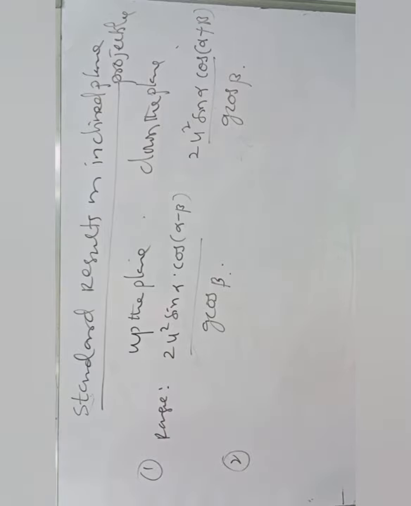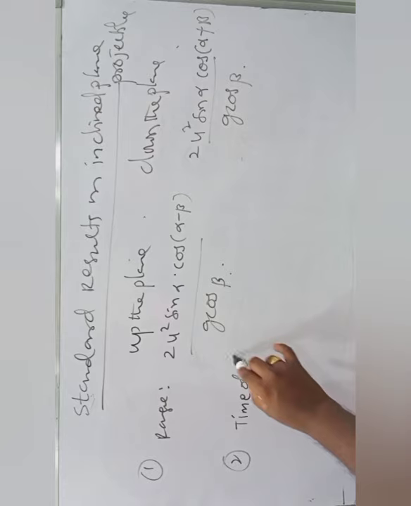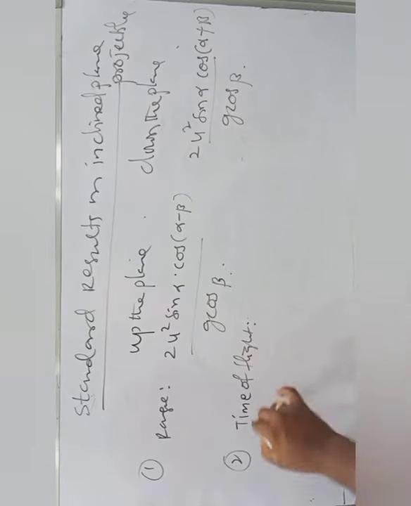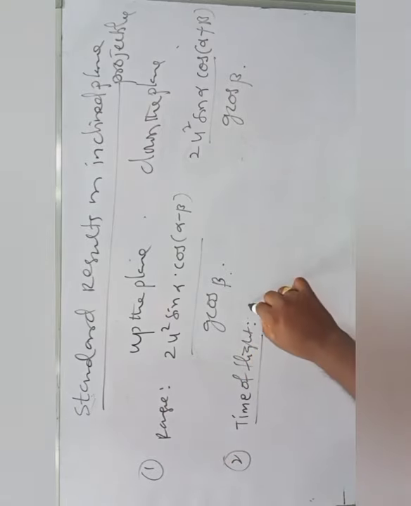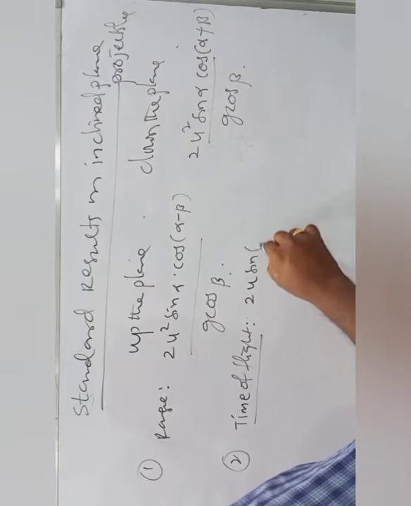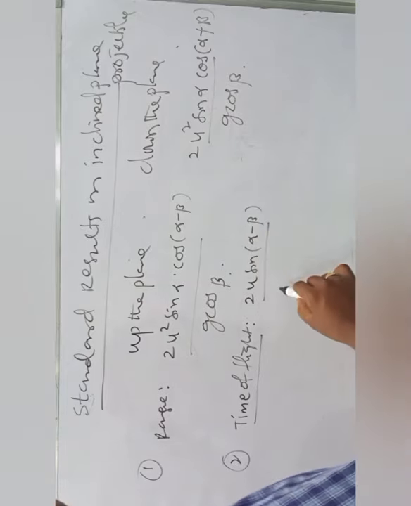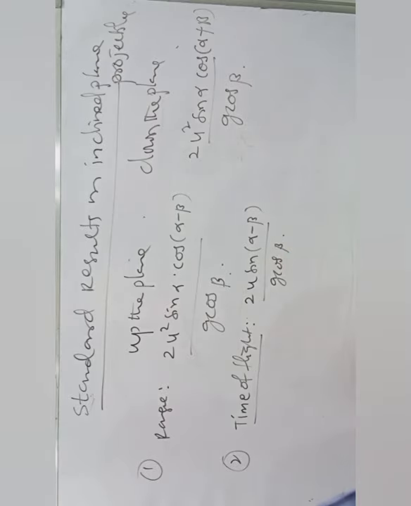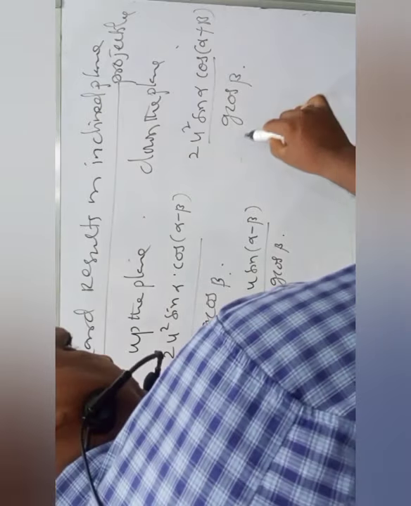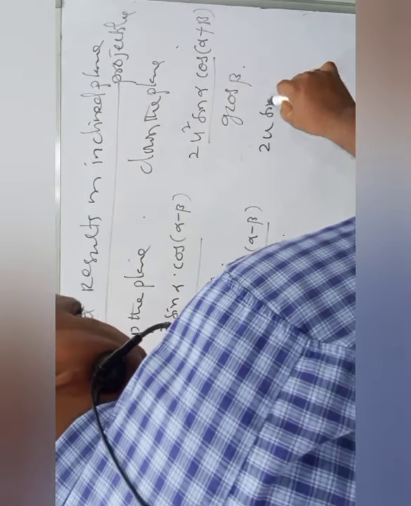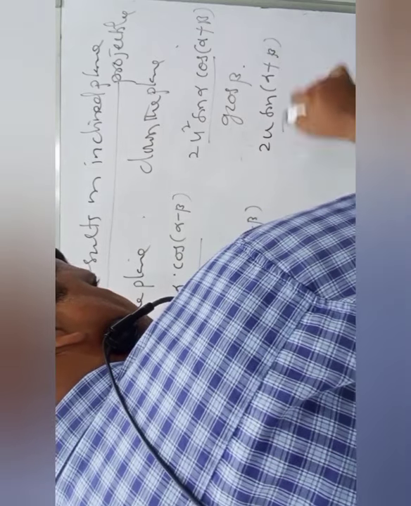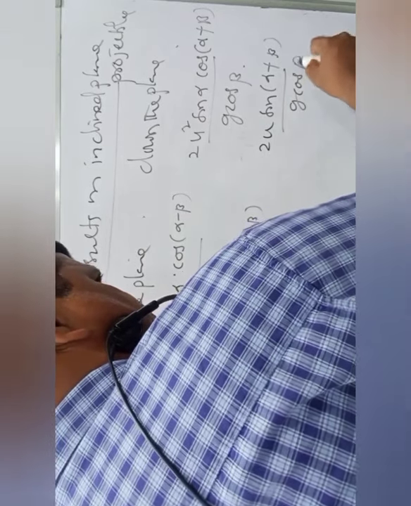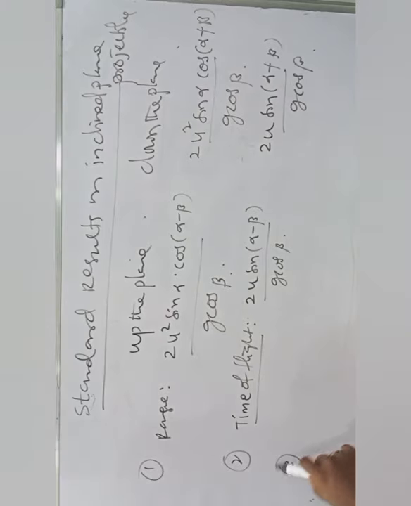Next one is time of flight. Time of flight is 2u sin(alpha minus beta) by g cos beta. Next, 2u sin(alpha plus beta) by g cos beta. Next, maximum range.